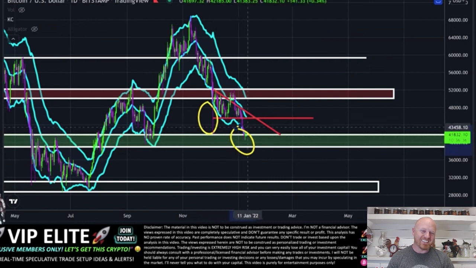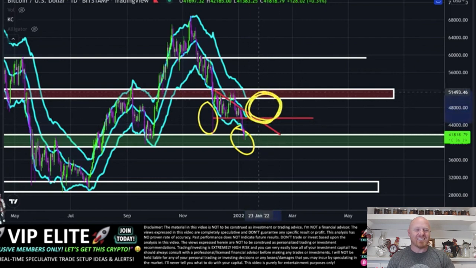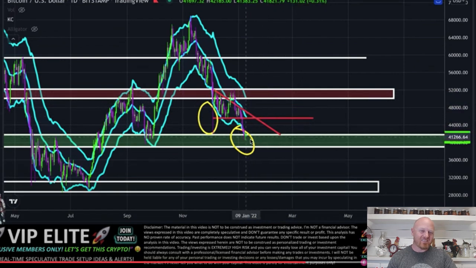We're dropping below the band, and right now, until proven otherwise, we should be expecting some potential resistance to come in if Bitcoin does bounce.